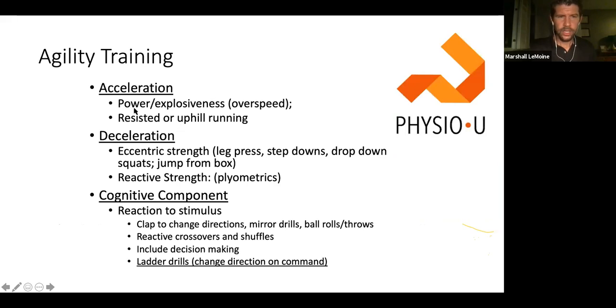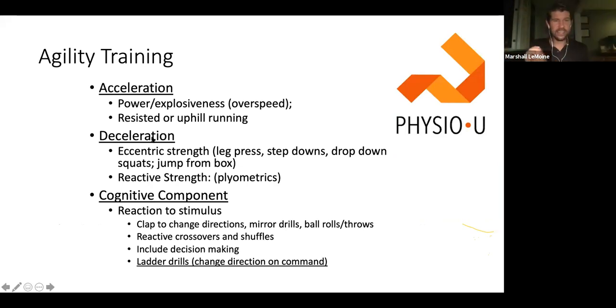Good. So acceleration would be like you're running forward. Deceleration is you're slowing down, stopping. So based on where they have issues, it's when they're pushing out of it, they have issues, or it's when they're slowing down, they have issues. You can work on them together.